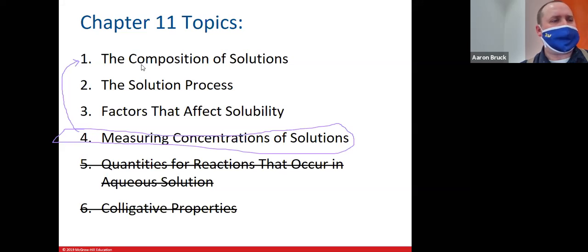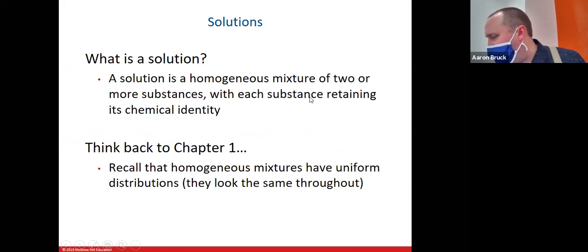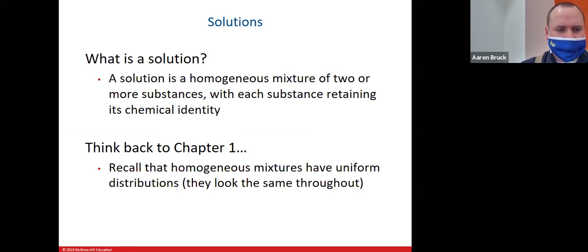So let's start off with some baseline definitions. What is a solution? A solution is a homogeneous mixture of two or more substances, with each substance keeping its own chemical identity. That definition should sound familiar, because it is the exact same definition we used in chapter 1 to describe homogeneous mixtures, and that's because solutions are an example of homogeneous mixtures. We can recognize them by their uniformity in appearance. They have the same appearance throughout.